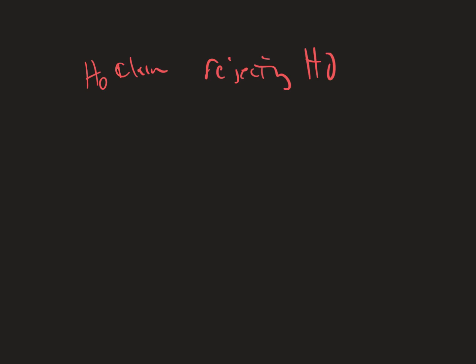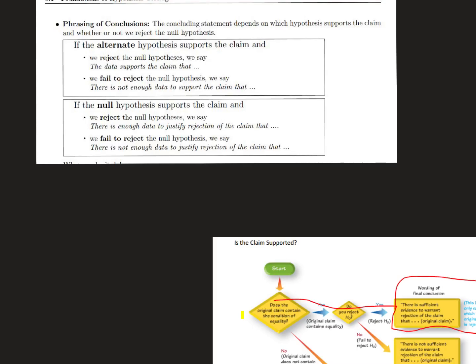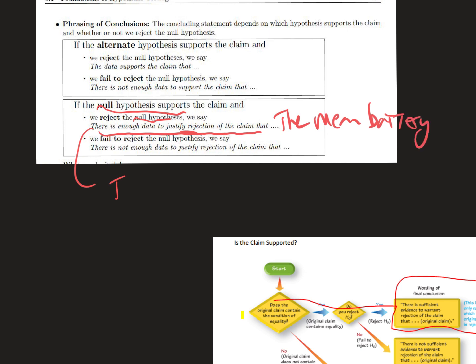One of them is to use Dr. Stevens' phrasing. So let's see. H0 is the claim, right? We rejected H0. And then how we start this, we say, there's enough. I guess I won't write all that, but this is how you want to write it. There is enough data to justify the rejection of the claim that the mean battery life is at least 54 months.